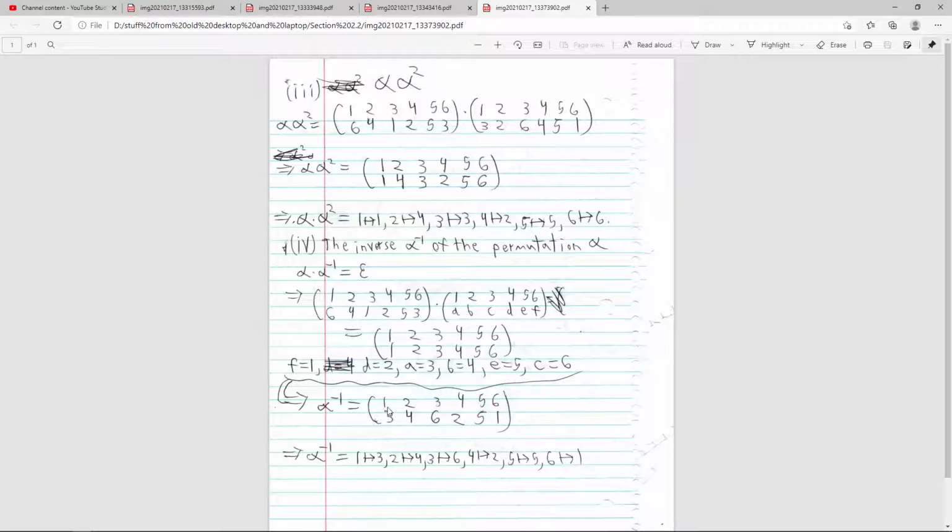You'd have 1 to 3, 2 to 4, 3 to 6, 4 to 2, 5 to 5, and then 6 to 1. You just have to reorganize the columns. I did this a very complicated way, by figuring it out based on the fact that alpha times its inverse, alpha inverse, will be equal to the identity, epsilon. But you can just flip the rows and then fix it so that you have them in the proper ordering you want.